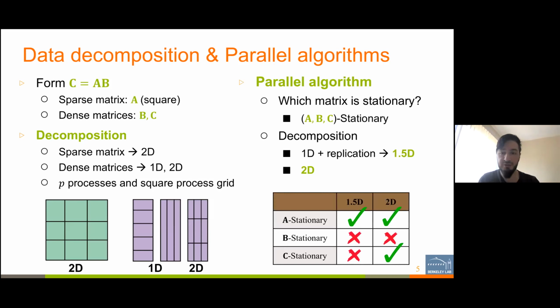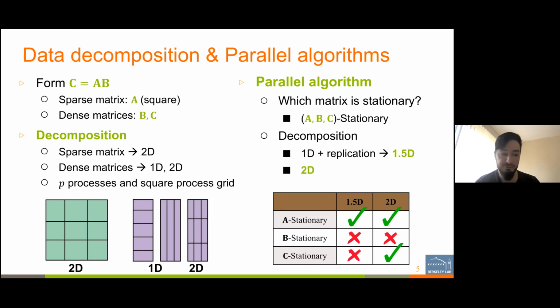As for the parallel algorithms, it is going to depend on which matrix is stationary. One of the three matrices in this multiplication can be stationary, either the sparse matrix or one of the dense matrices, and the algorithm gets its name according to which matrix is stationary. As for the decomposition, when we have a 1D decomposition of the dense matrices, we are going to have replication. And when we have replication, we have an algorithm that is almost like a 1.5D algorithm. So we are going to call it 1.5D.